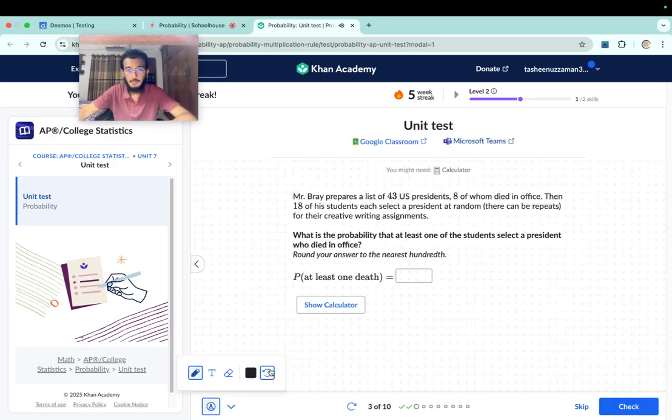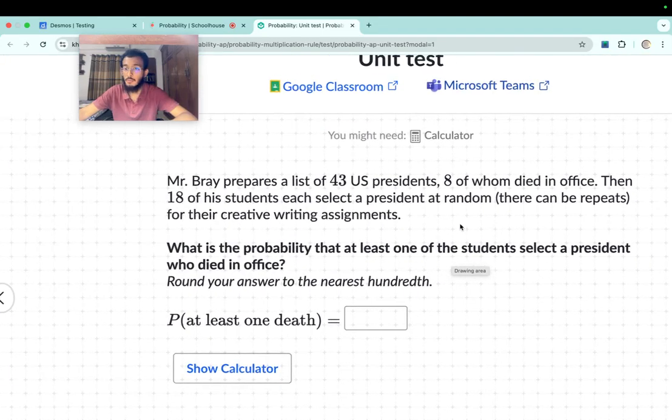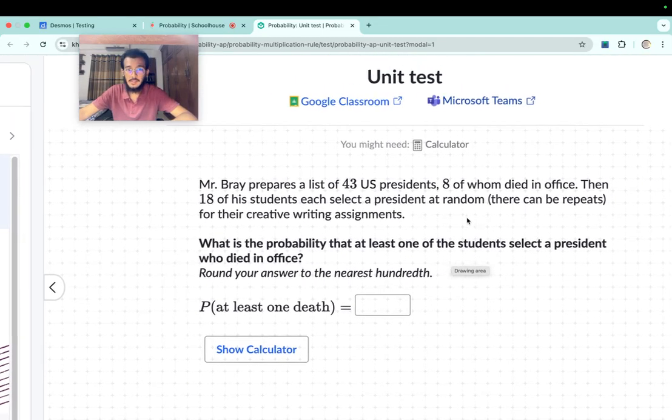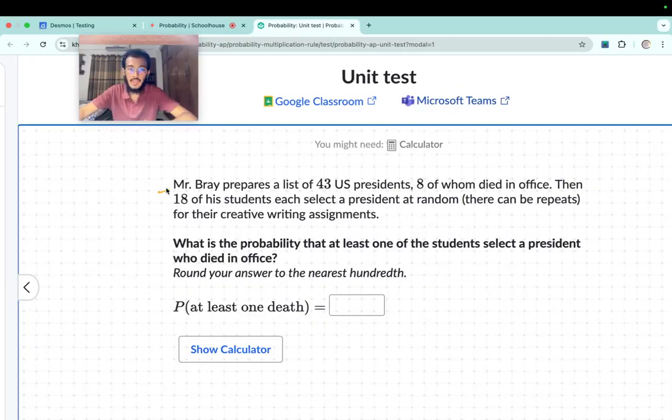For the third question, Mr. Bay prepares a list of 43 US presidents, 8 of whom died in office. Then 18 of his students each select a president at random. There can be repeats, for their creative writing assignments. What is the probability that at least one of the students selects a president who died in office?